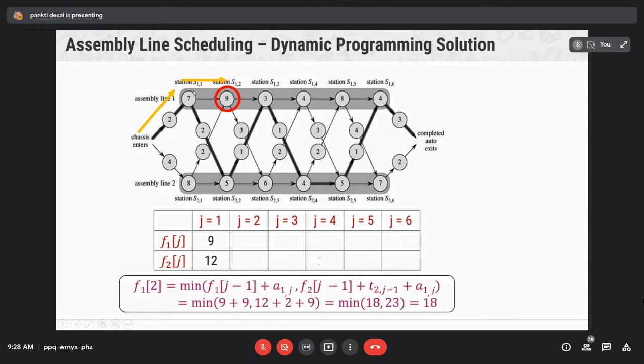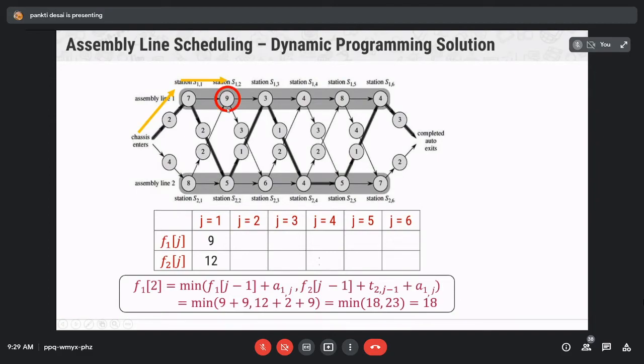So what will be the value to reach station S12? That is F1(j-1), so F1(j-1) is 2 minus 1, so F11. You can use this table to write the value of F11. The value of F11 is 9, plus A1j, which means A12. The value of A12 is 9. So 9 plus 9 is 18.